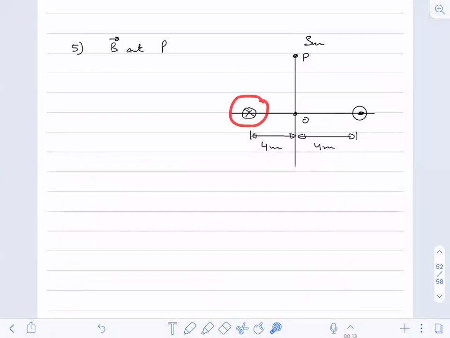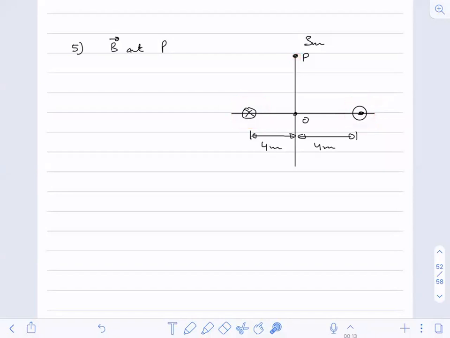And in this one, the current is moving from the screen towards you. And in this one, the current is moving from your side towards the screen. So you have two wires now. Due to these two wires, what is the magnetic field at this point P?